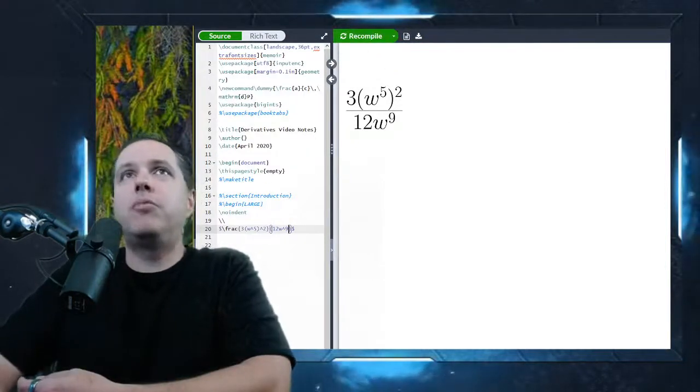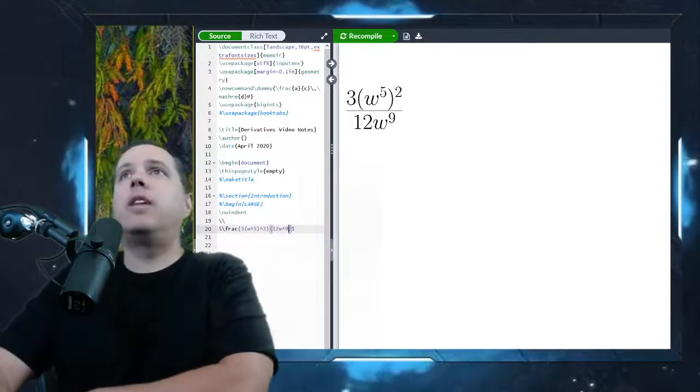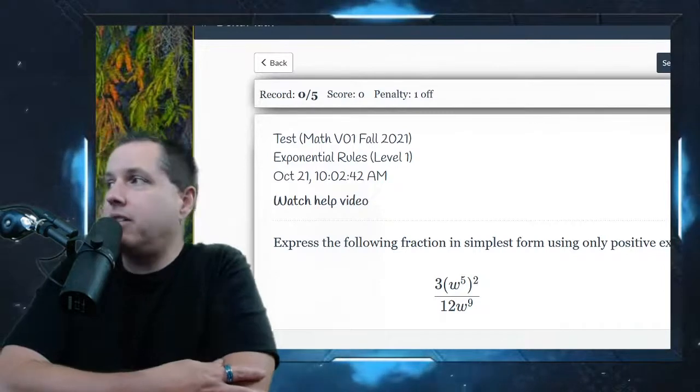Okay, so this should be the problem we were looking at. Okay, so what do they say? They say express the following fraction in simplest form using only positive exponents.